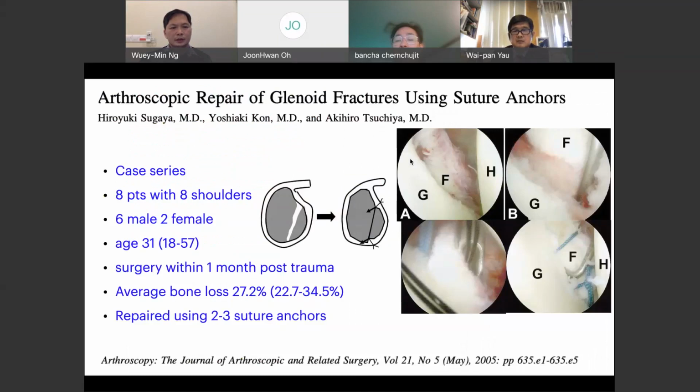Whereas the Sugaya group first advocated using this suture anchor in 2005. They had just a small case series at that time: 8 patients with 8 shoulders, 6 male, 2 female, age 31, surgery within 1 month post-trauma. Average bone loss is bigger, now 27.2%. They used 2 to 3 suture anchors per patient.